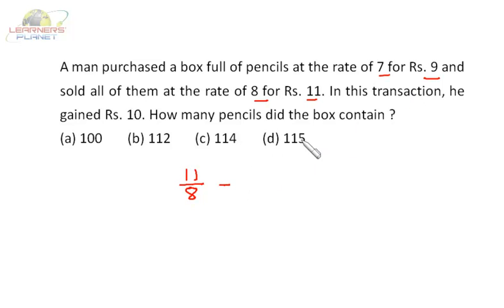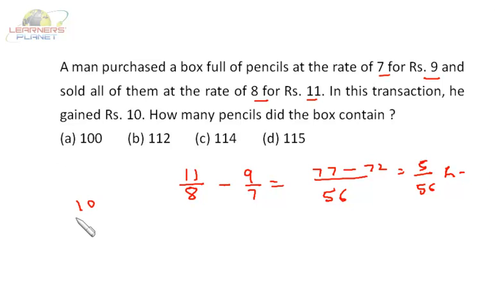Minus the unit cost price, that is 9 by 7. It's 5 by 56. So per piece profit is 5 by 56 rupees. So to earn 10 rupees profit, this person might have sold 112 pencils. Very simple problem.